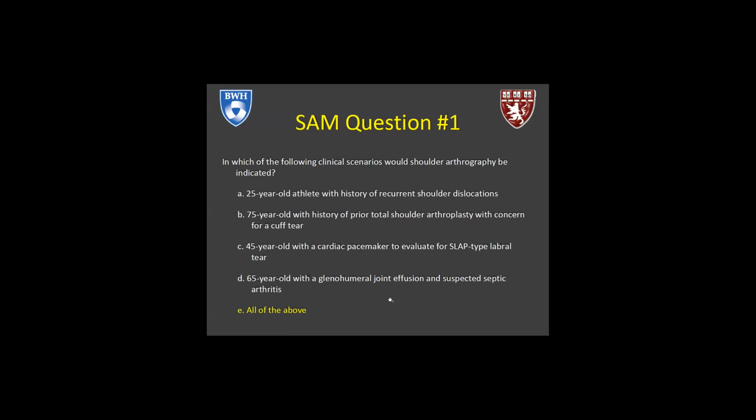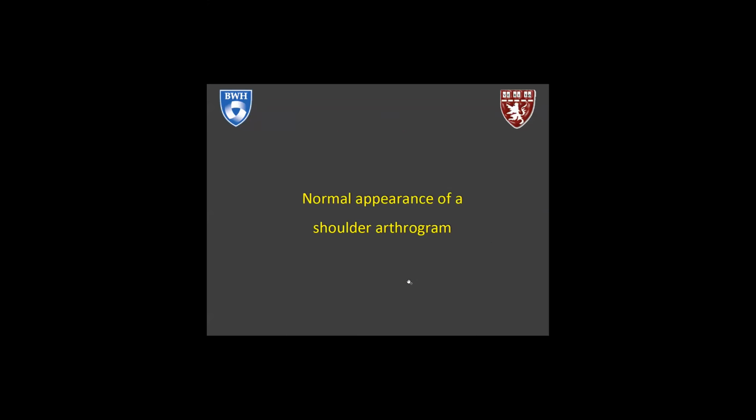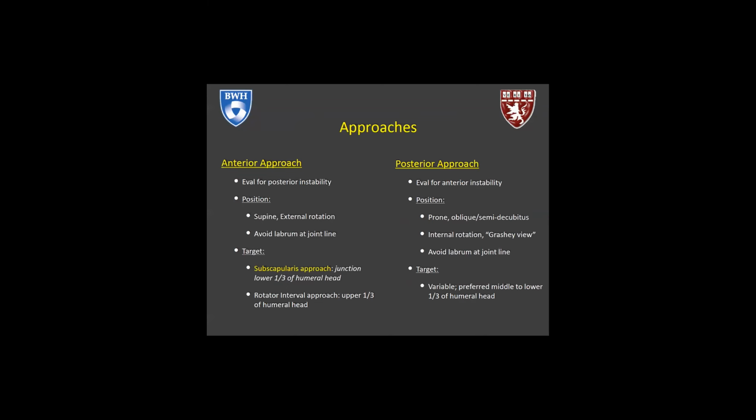So just in summary, all of the above would be appropriate here. We didn't specify whether it was fluoro, MR, or CT, but all of these would be good reasons for why a patient would be sent for shoulder arthrography. All right, so let's go on to the next part, thinking about what a normal shoulder arthrogram should look like.